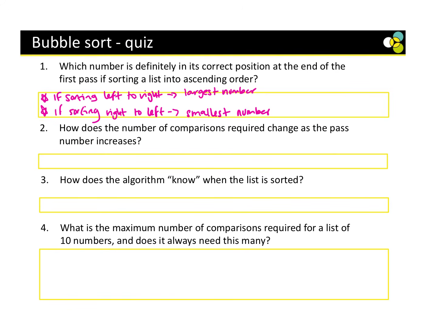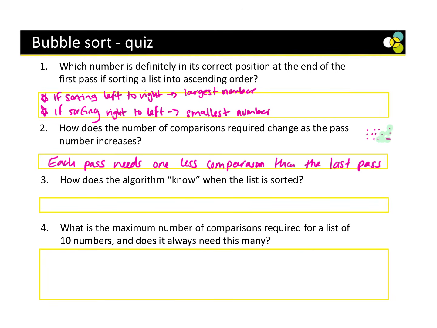Question 2. How does the number of comparisons required change as the pass number increases? So each pass requires 1 less comparison than the last pass. And the reason for that is because after the first pass, that number's safe. So then on the second one, these 2 numbers are safe. Then the 3 numbers are safe, okay?